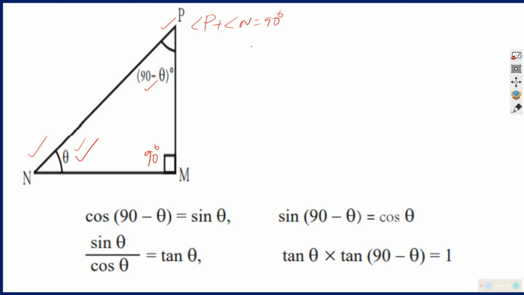So naturally angle P will be 90 minus theta, where N is given as theta degree. So angle P plus theta degree is equal to 90 degree. So angle P will be equal to 90 minus theta. That is why it is written 90 minus theta here.